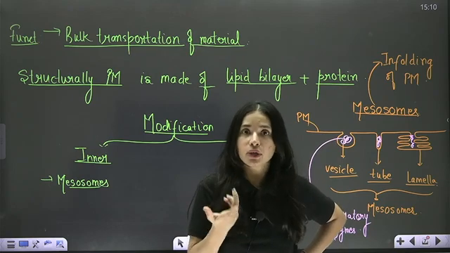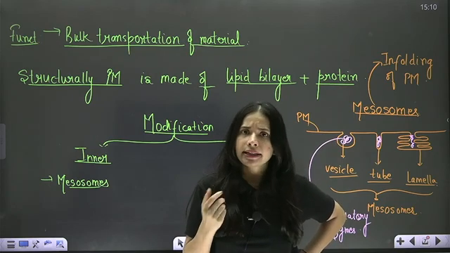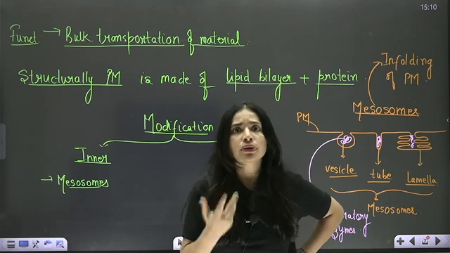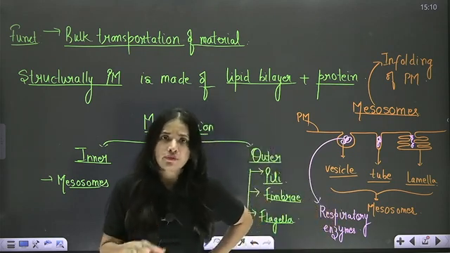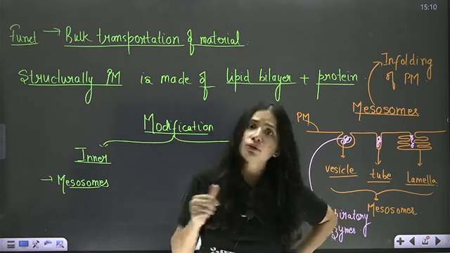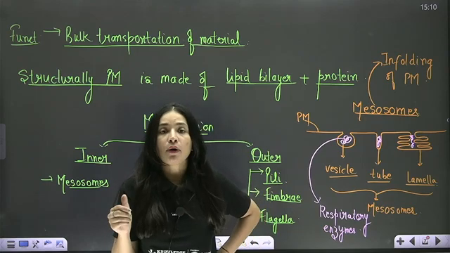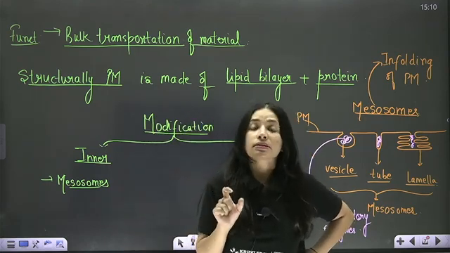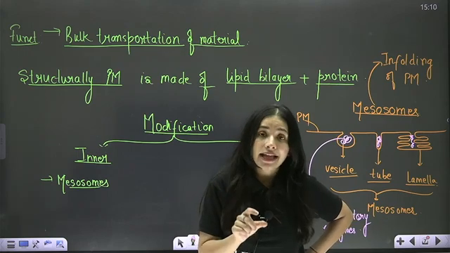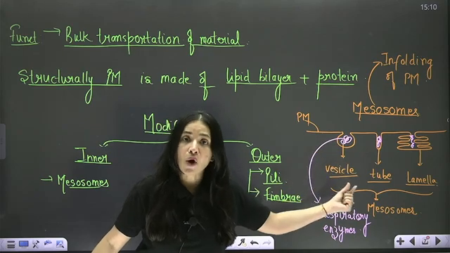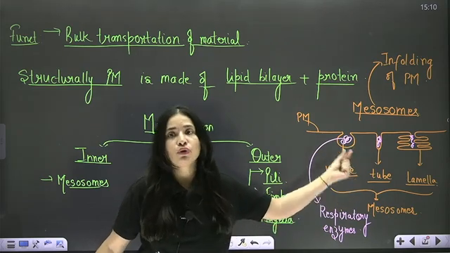That means if they don't have membrane-bound organelles, they don't have mitochondria, the powerhouse of the cell. So who is going to synthesize energy for them? Do they not require ATP for their metabolic activities? No, they do require ATP. However, instead of mitochondria, the same function in a prokaryotic cell is performed by these mesosomes.